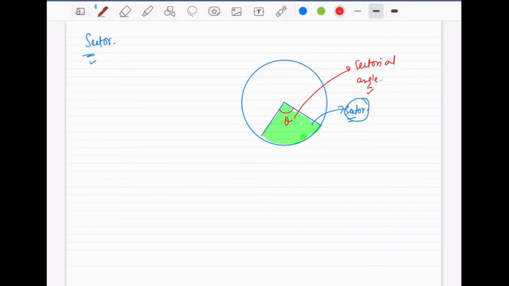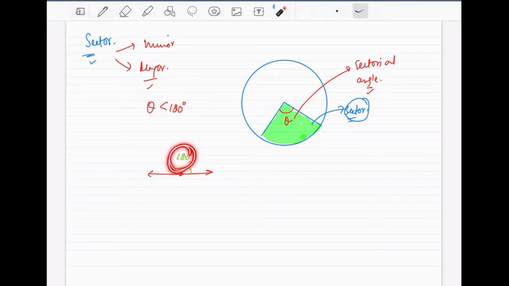And we have got two types of sectors. One is the minor sector and one is the major one. What differentiates the two? Which one is minor, which one is major? It is differentiated by this sectorial angle theta. If theta is less than 180 degrees, 180 degrees looks like this, this angle is 180 degrees. If the sectorial angle is less than 180 degrees, then we will call it minor. If it is bigger, we will call it major.